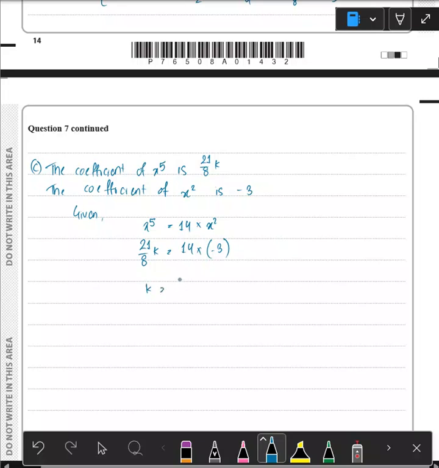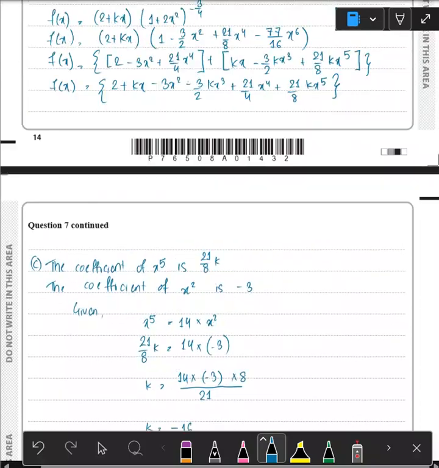So now 14 multiplied by negative 3, if I just cross multiply this, so this will go here and this will go down in the denominator. So the 8 will go in the numerator and the 21 will go in the denominator. If you put all this in the calculator, this will be equivalent to k equals negative 16. So this is the answer for part C of this question.